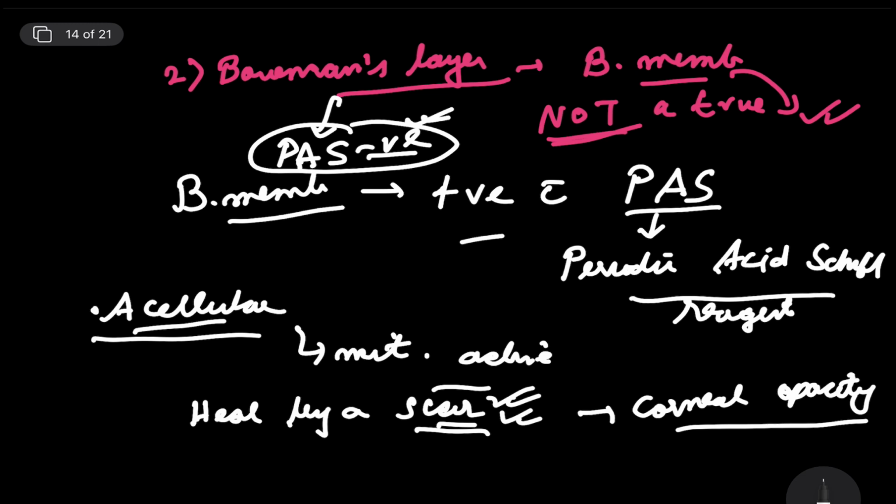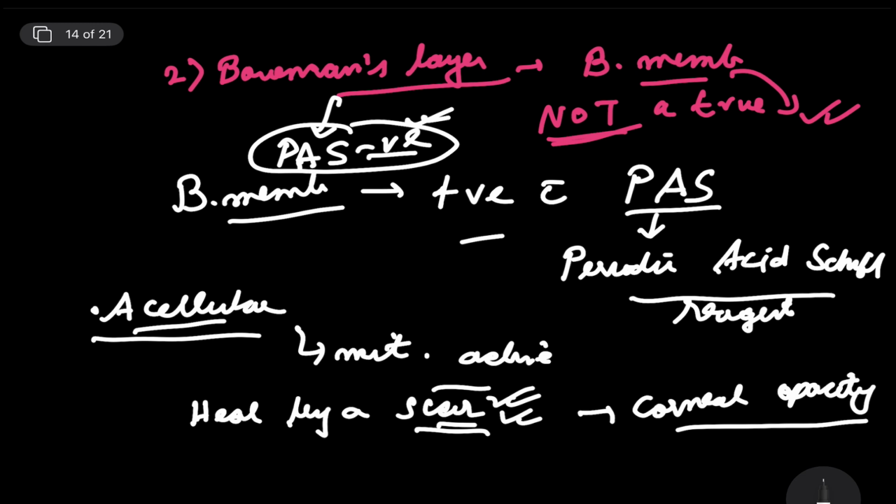Now, corneal opacity is a completely separate topic on its own. I'm not going to deal with it here. Maybe I'll make a short video on corneal opacities later. But basically, corneal opacities are of different kinds, based on how much of the vision is being lost because of that opacity. We don't have to go into the details right now. Just know this: Bowman's layer, not a true basement membrane, PAS negative, and it is acellular. So, it is not mitotically active. It cannot regenerate. Done? Done.